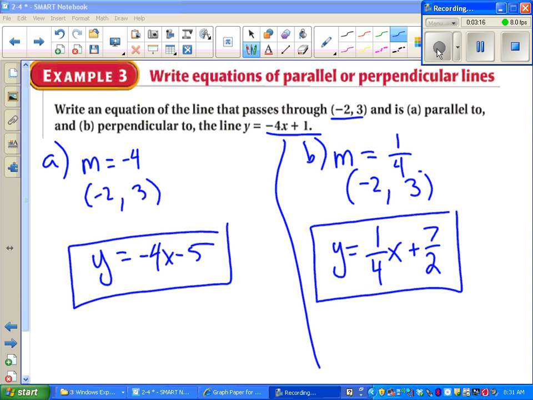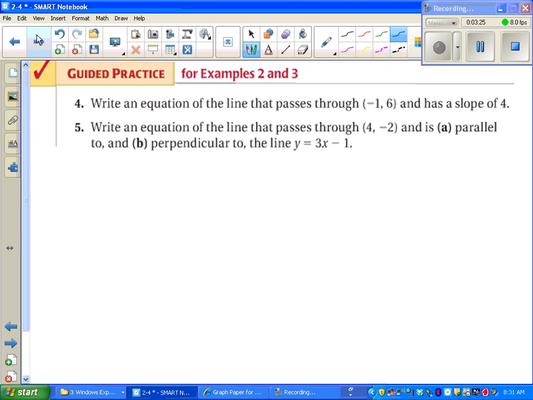Part B is naturally a little bit more difficult because of the fractions, but don't get too scared. They're not even a whole number. At this point, you can pause the video and try these on your own, or you can wait until later.